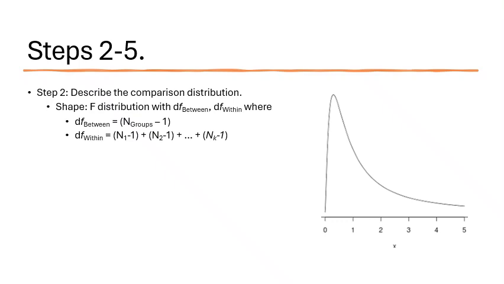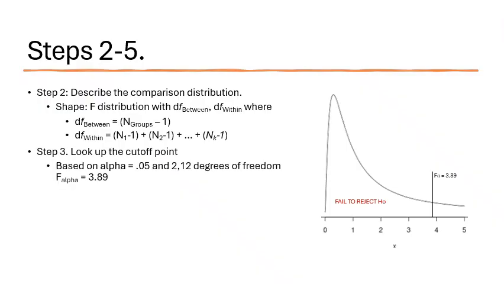We'll use the calculator tool that you already saw, the same one we used for the t-test. We'll look up the degrees of freedom between, which is just the number of groups minus 1. In our example, that's going to be 2. We have 3 groups minus 1, so that will be 2. And we'll look up df within, which is the number in the first group minus 1, plus the number in the second group minus 1, plus the number in each of the groups minus 1 from each group. It's the same way we calculated df total in the independent samples t-test.